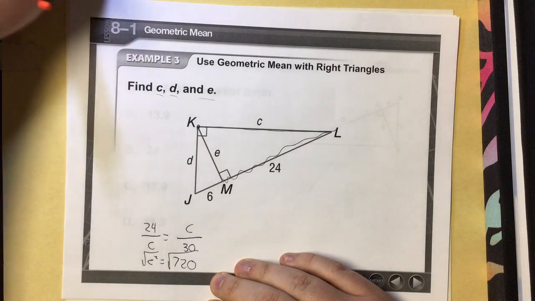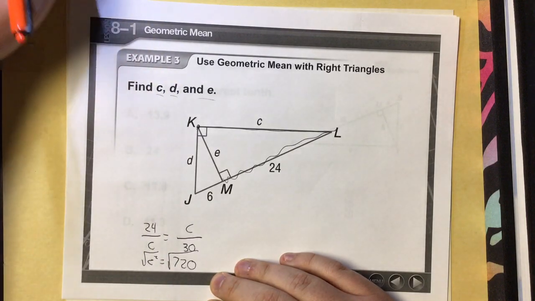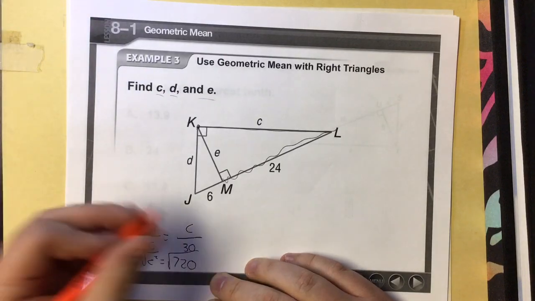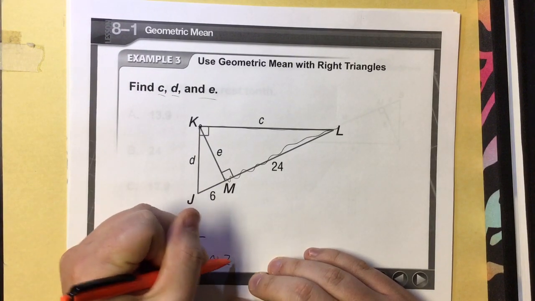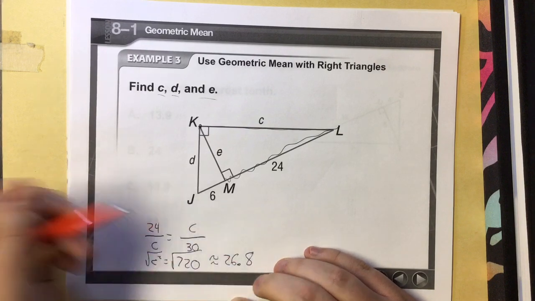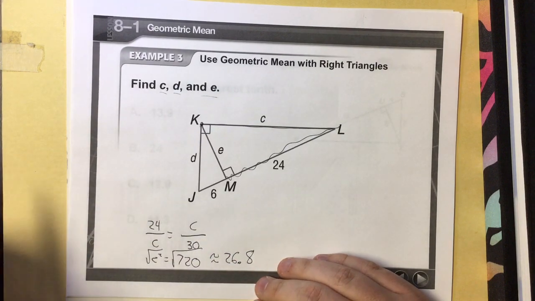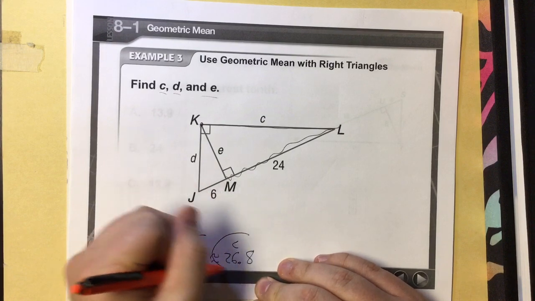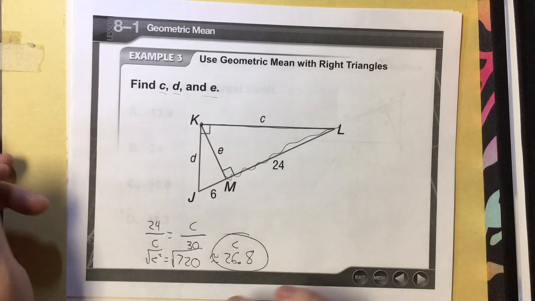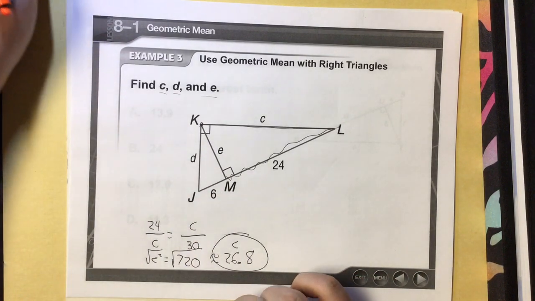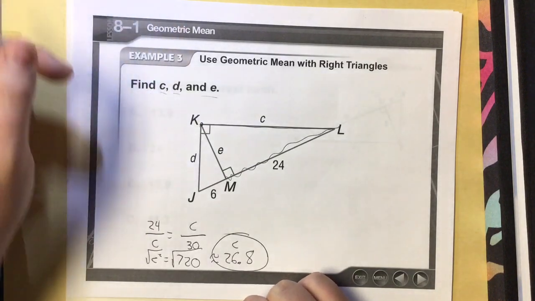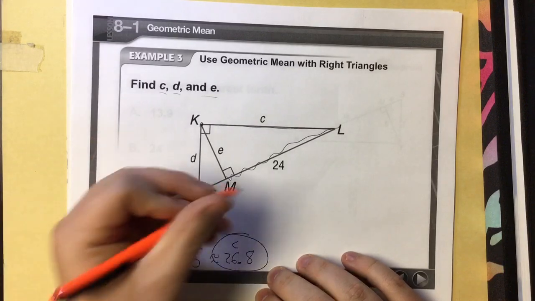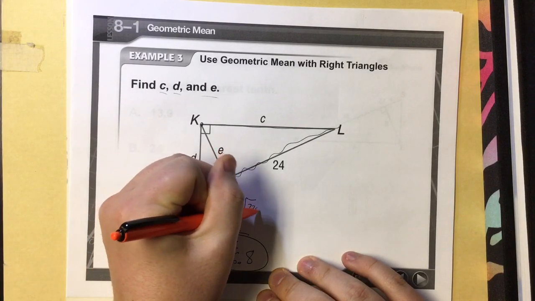The square root of 720. This is not a perfect square. It is about 26.8. If we just round it off to one decimal place, that is C. We could, of course, do that in simplest radical form. If we wanted to do that, we could break 720, square root of 720.